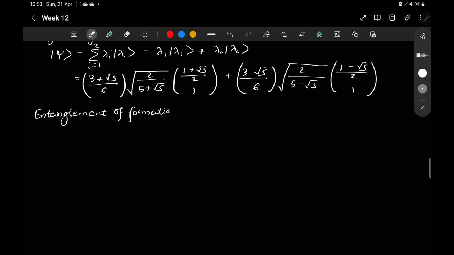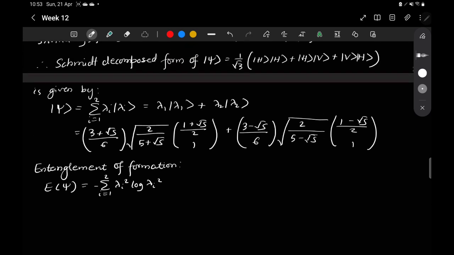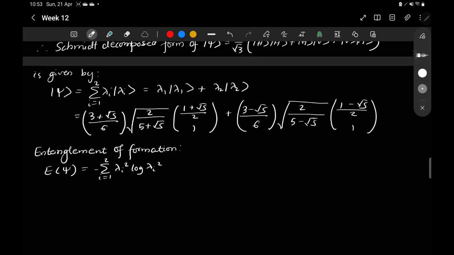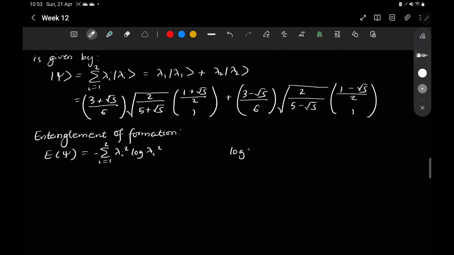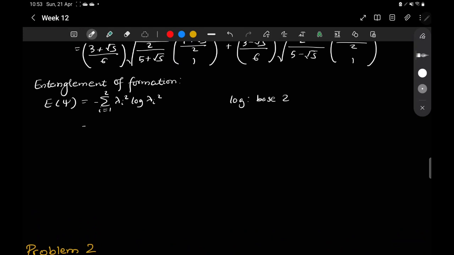So entanglement of formation is given as follows, where these lambdas are the eigenvalues that we just found out, and also these are the coefficients in the Schmidt decomposition. And this logarithm over here is to the base 2. So this is the following.